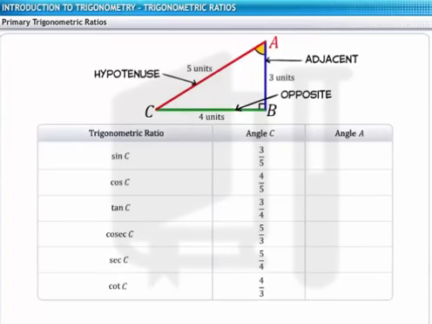Now, consider the other acute angle, angle A in the right-angled triangle ABC. Are the trigonometric ratios for angle A same as those of angle C?